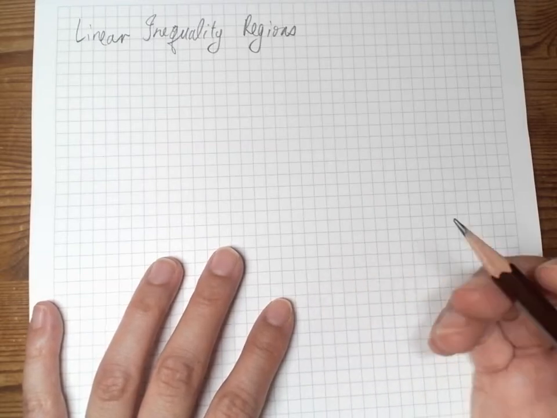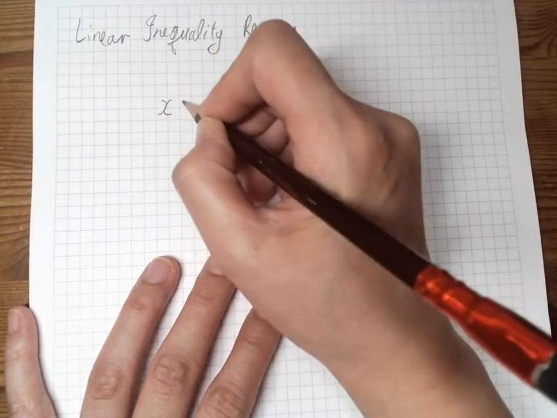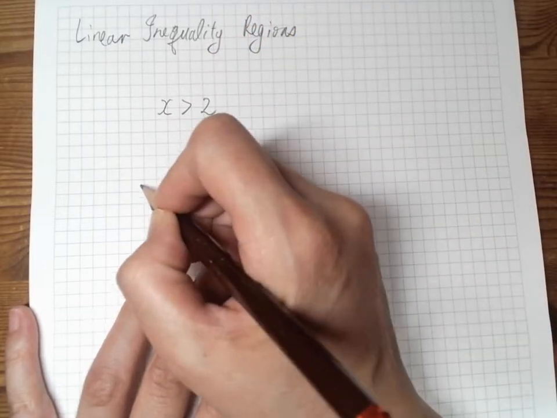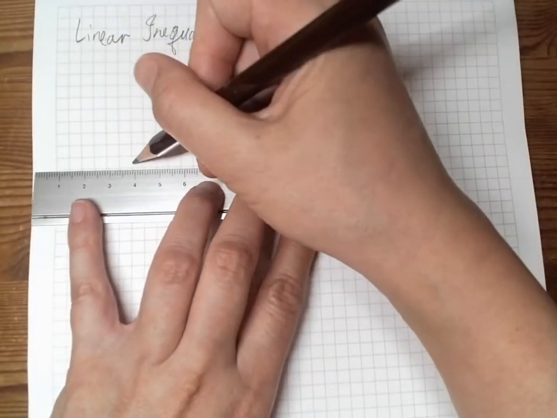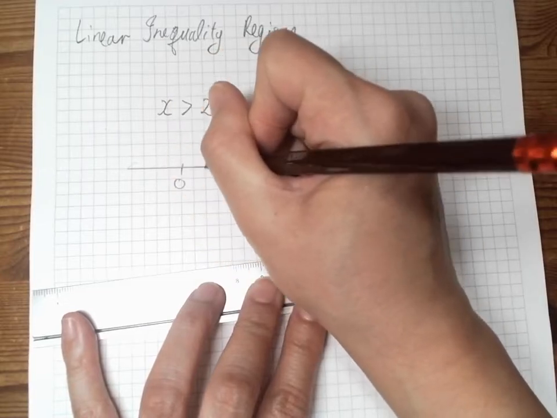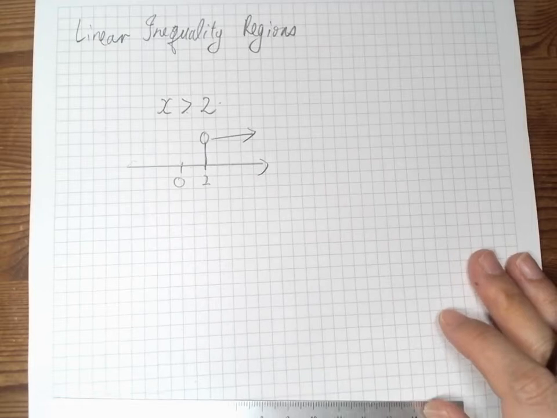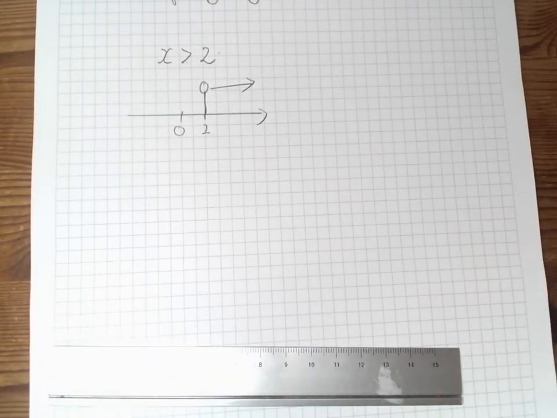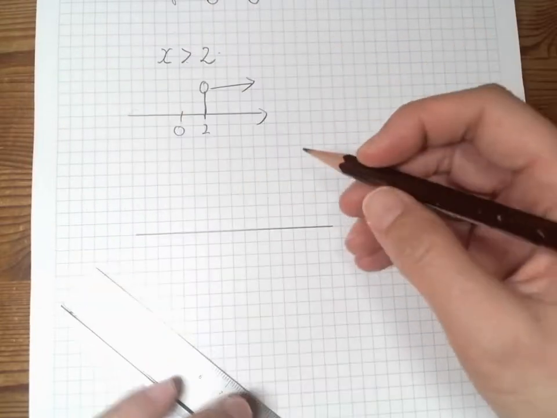Okay, linear inequalities. In the previous video, we had x bigger than 2. If we draw a diagram, yes, use a ruler for the straight lines. We draw 0, 1, 2, 2 is here, and then point that way. So, bigger than.